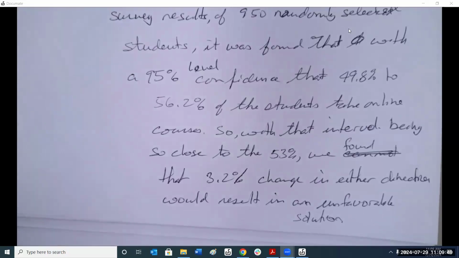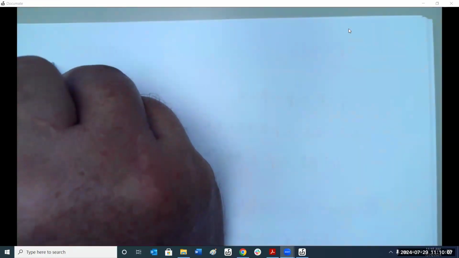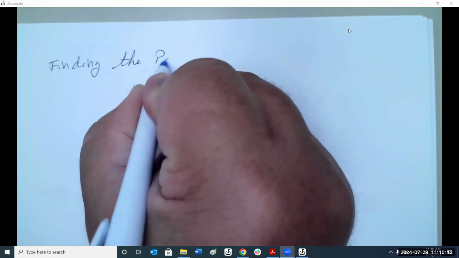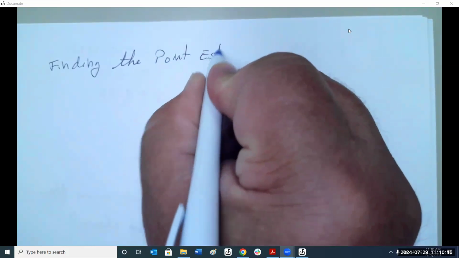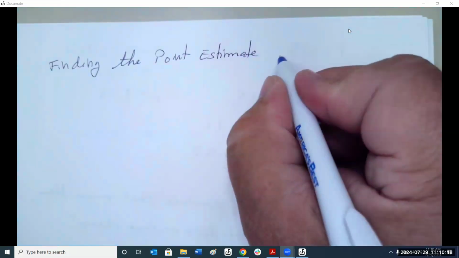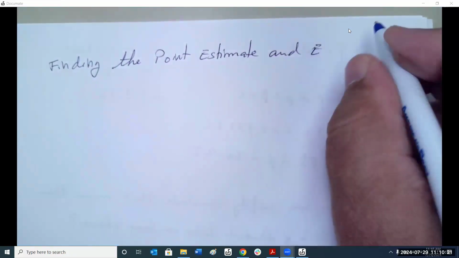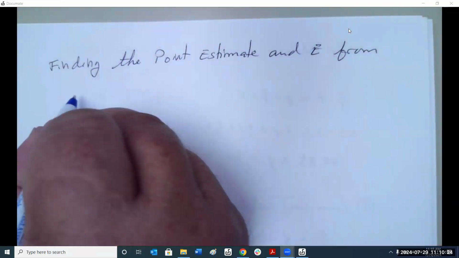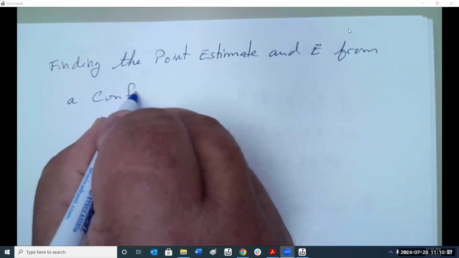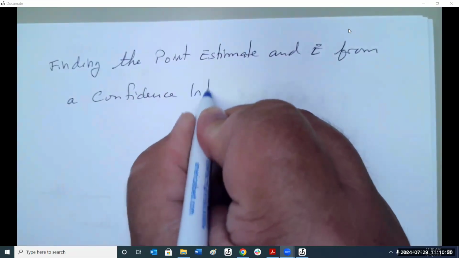So it doesn't matter what you put in. I mean, it varies on what you put in there, on what's asking, and finding the point estimate and E from a confidence interval.